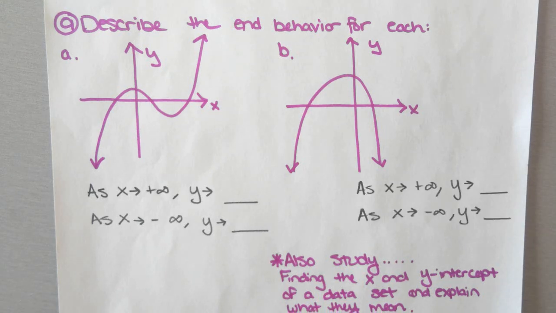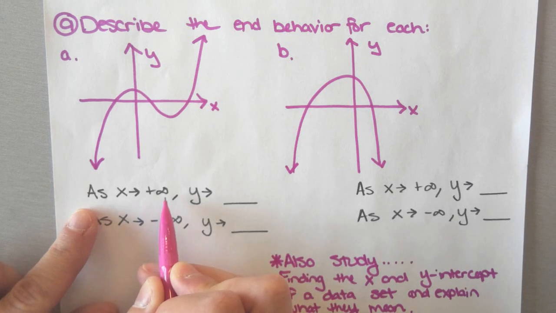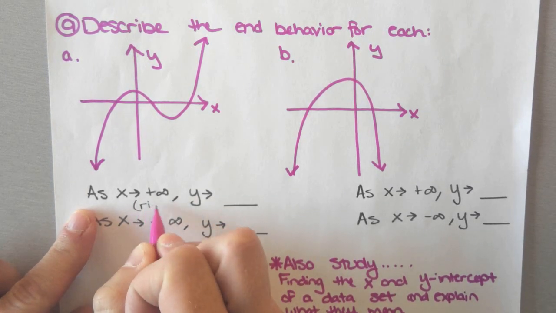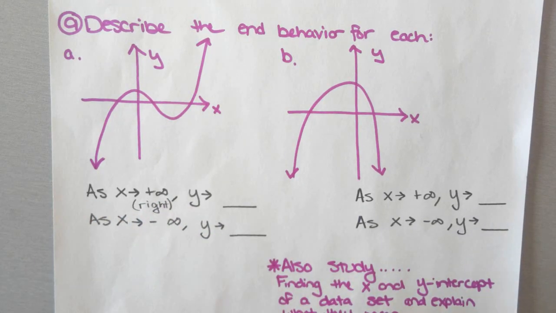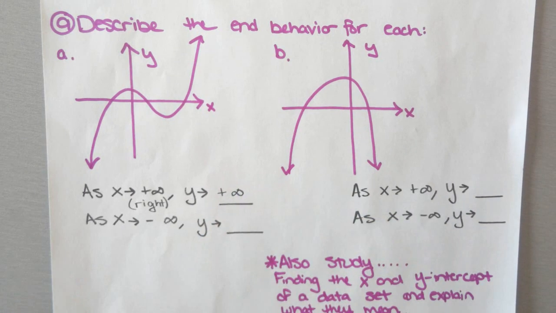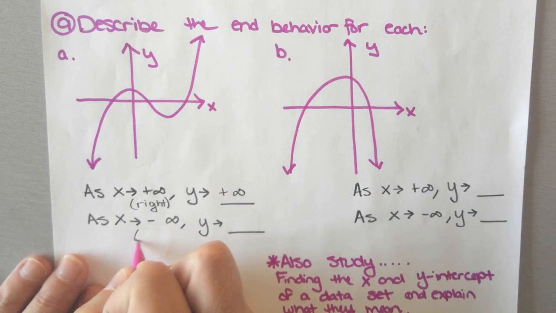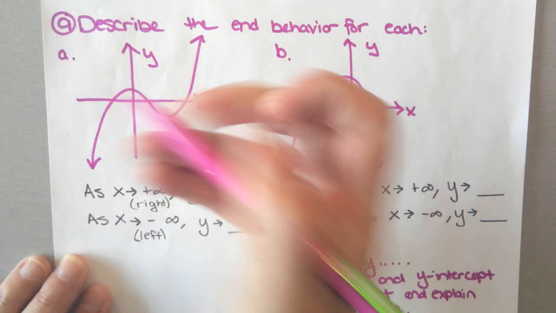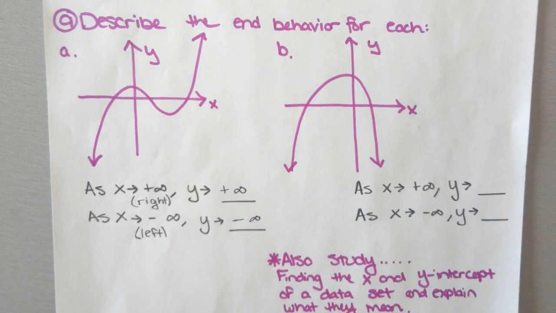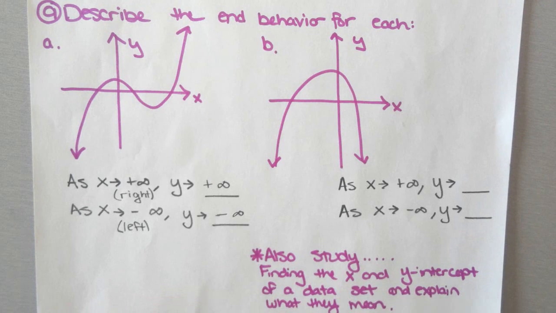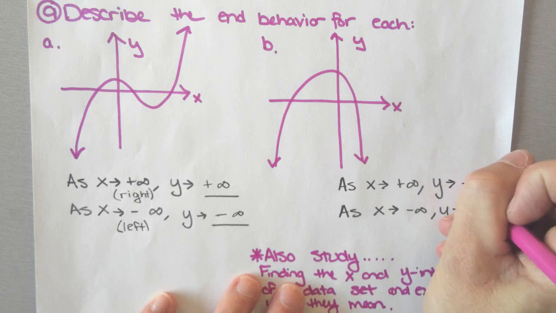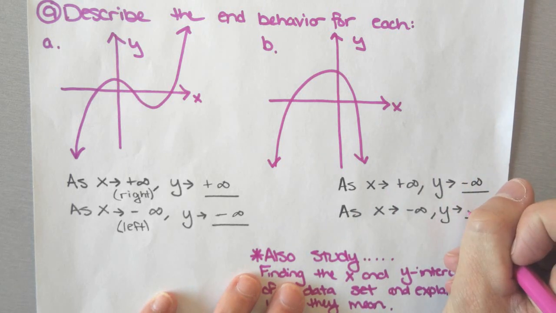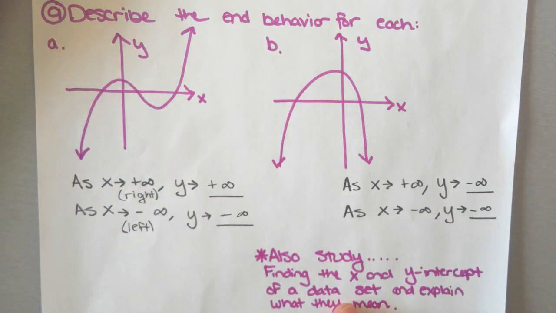Here we go. As x approaches positive infinity, remember, this means as I go to the right. What is my y value doing? Going up. Positive infinity. As I go to the left, what's my y value doing? Going down, which is negative infinity. Same thing for this one. As I go to the right, what's happening? Going down. How about as I go to the left? Also going down.